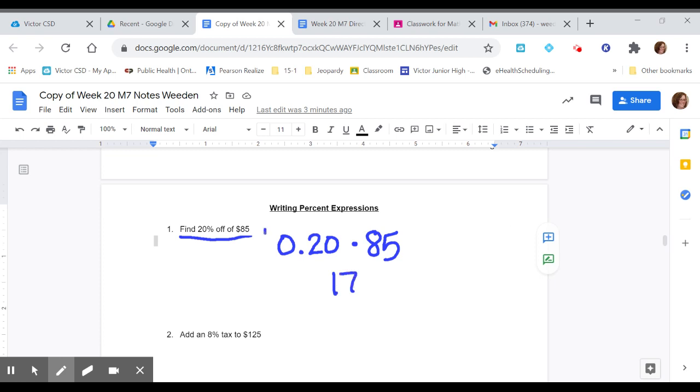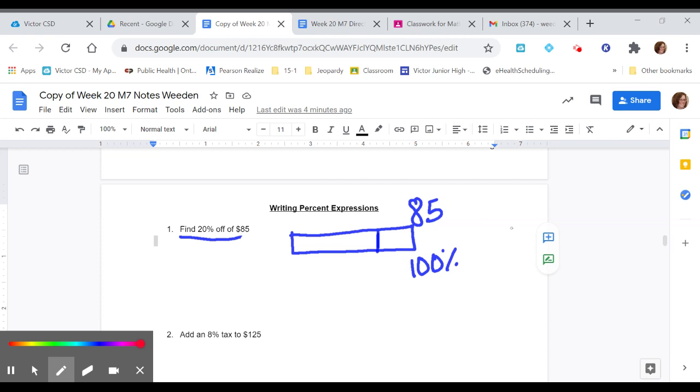Then that would be step one. And then step two is we would do $85, try that again, $85 minus 17. And that would give us a sale price of $68. I'm going to show you how to do that in just one step.